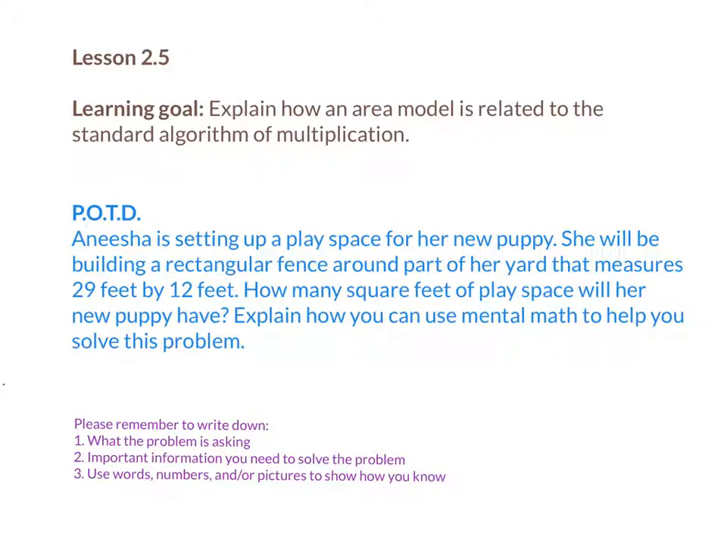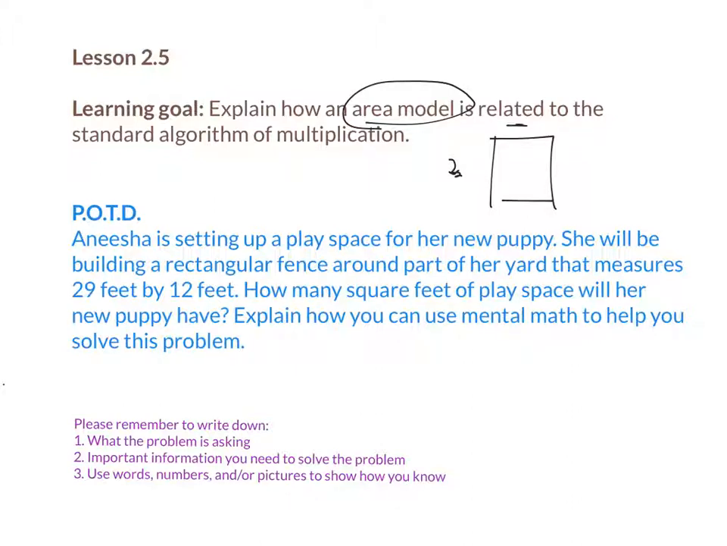Today we're doing lesson 2.5, that's module 2, lesson 5. And your learning goal is to explain how an area model is related to the standard algorithm of multiplication. As you might remember, we've worked with area models before. Area models are those things where you have boxes and then you have numbers on the different sides and then you find the area of it by multiplying the two sides. Does that make sense? Okay.